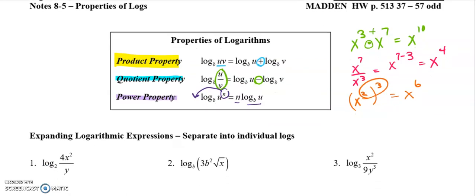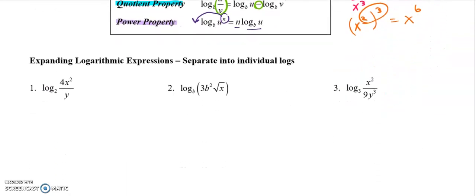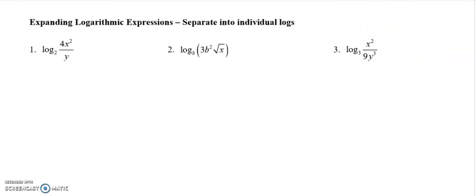So let's take a look at our first example here where we're going to expand. The first thing we want to see is we've got this division. So we're going to start by separating our log using subtraction. The base stays the same. They're both log base 2 in this case. So we're taking this division and splitting it up using subtraction.